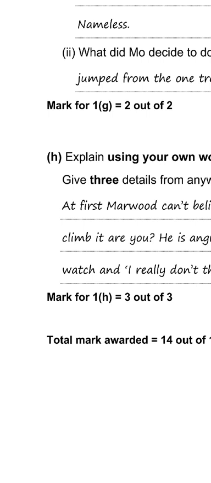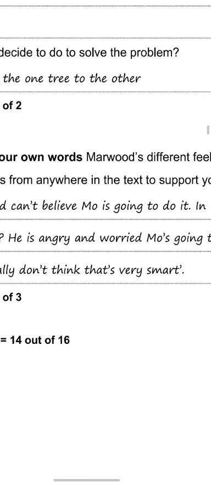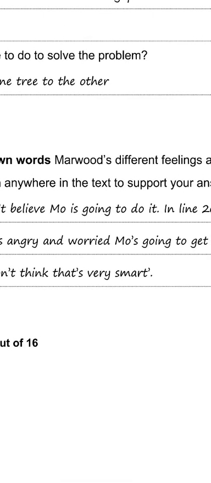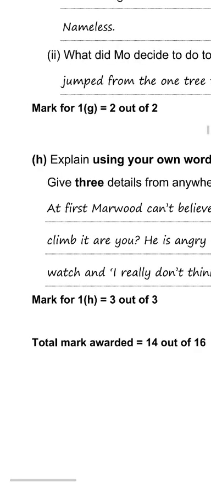So, what is the question? Give three details from anywhere in the text. Sometimes they give you a question regarding one specific paragraph, so you have to find the feelings from there. Sometimes it is about the whole text, so it really depends upon the question whether it is about one specific paragraph or the whole text. If it is about one paragraph, that means those feelings are mentioned there. You just have to take them out and write them in your own words.